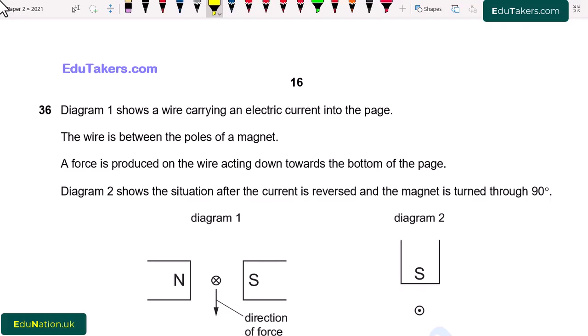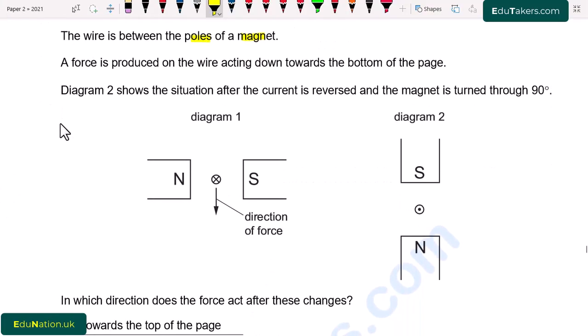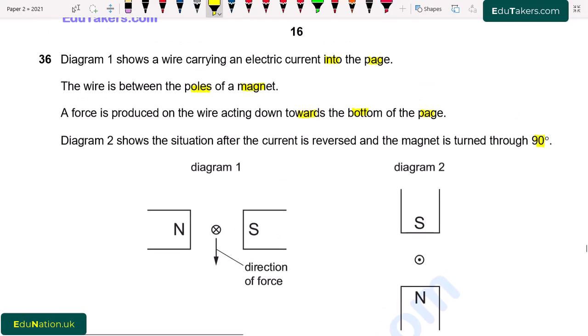Question number 36. Diagram 1 shows a wire carrying an electric current into the page. The wire is between the poles of the magnet. A force is produced on the wire acting downwards to the bottom of the page. Diagram 2 shows the situation after the current is reversed and the magnet is turned through 90 degrees. So first of all, it is given that in the diagram 1, the current is into the page. But then in the diagram 2, it is shown by the dot, which means that current is out of page.